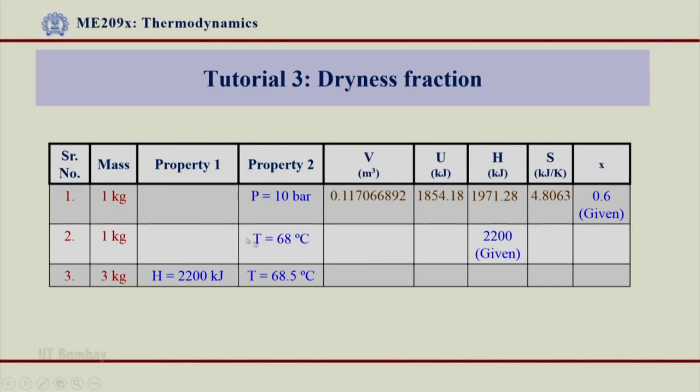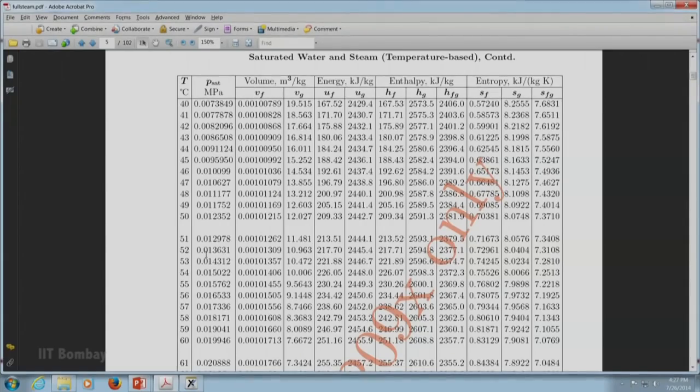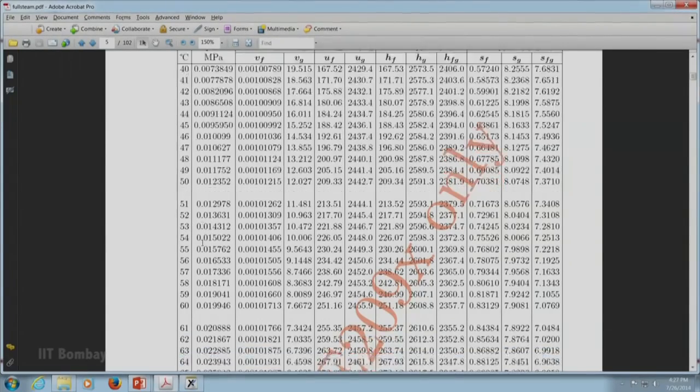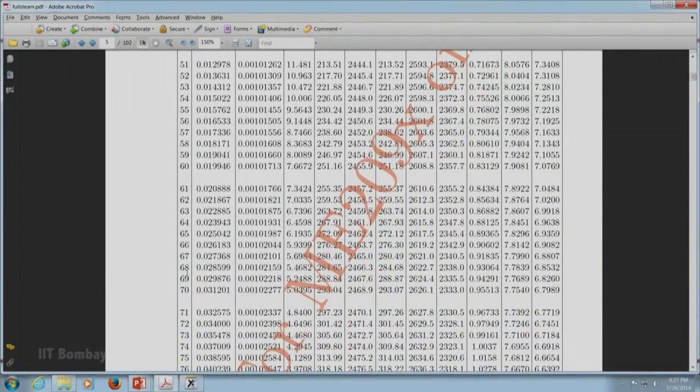Because I have been given temperature, I will go to table number 1 and compare the given enthalpy with HF and Hg, and locate which region I lie in first, and then get the properties. So let us go to table number 1. Here is table 1, and look at 68 degrees centigrade here.